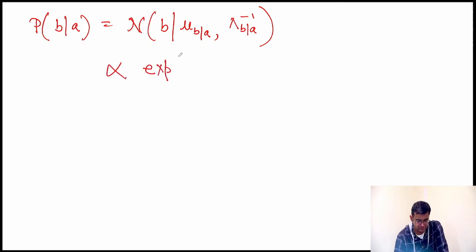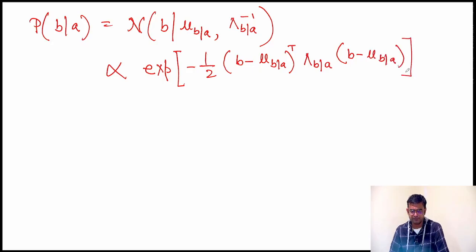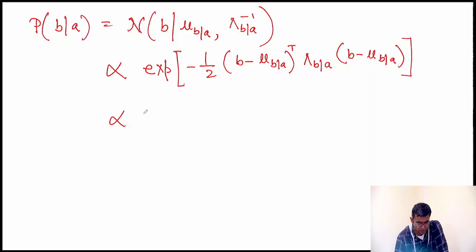exponential of, tell me what is inside, minus half B minus mu transpose lambda B given A B minus mu B given A, right? I'll again do the same operation as before. Open the bracket, keep the square term together, the linear term together, everything else is constant. Same operation. So this is proportional to, I will not write the constant term.